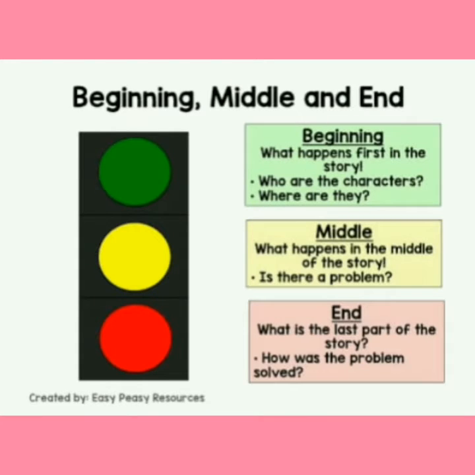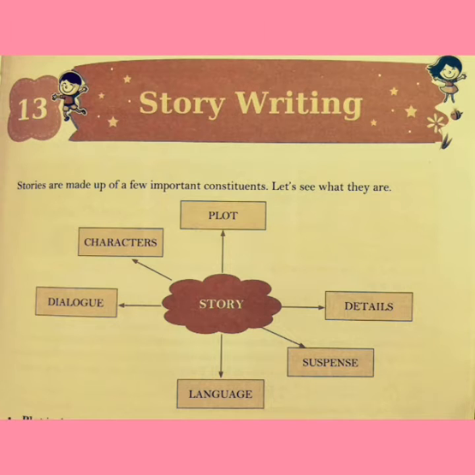We expect stories to have a beginning, a middle, and an end. They involve at least two characters and some events take place. Now, stories are made up of a few important constituents. Let us see what these constituents are. Stories are made up of plot, characters, dialogue, details, language, and suspense. Let us study all these constituents one by one.